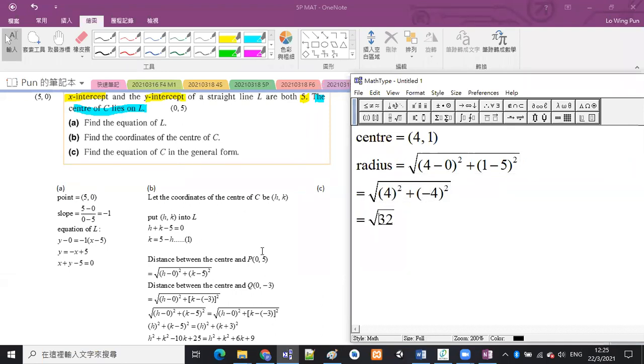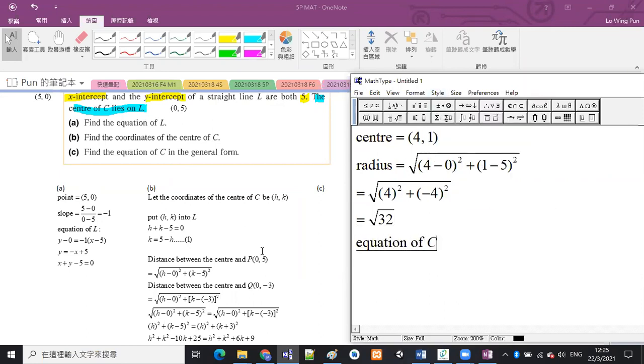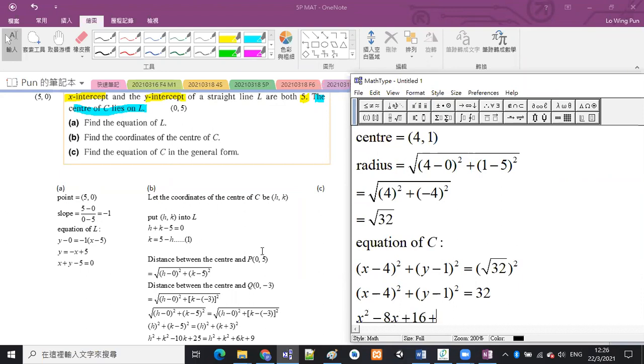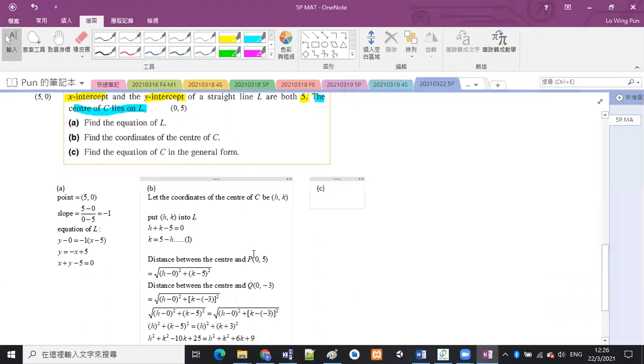And then we can write down the equation. So that is x minus h squared plus y minus k squared equals r squared. Okay, it's x minus 4 squared plus y minus 1 squared equals 32. Expanding the bracket. Finally, minus 15. So that is the answer.